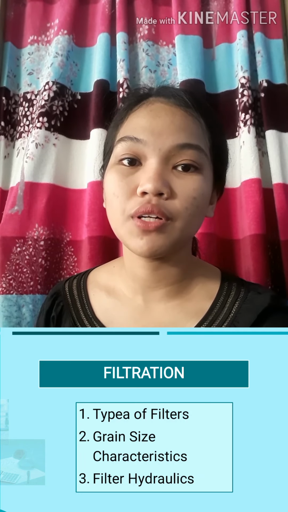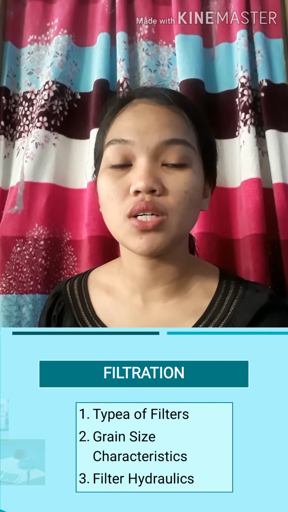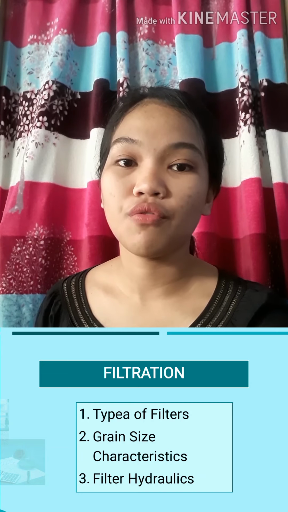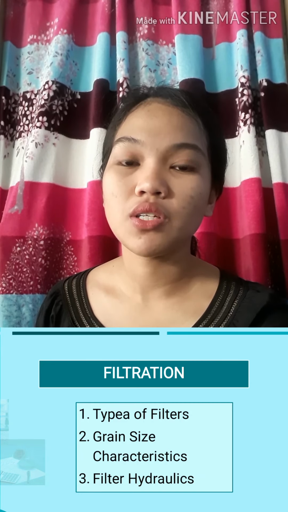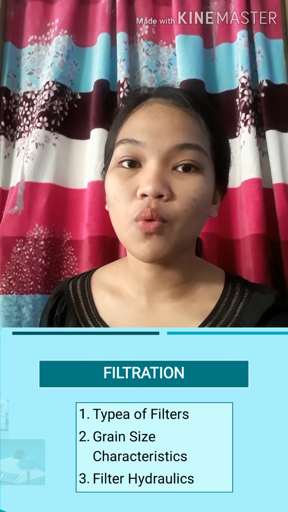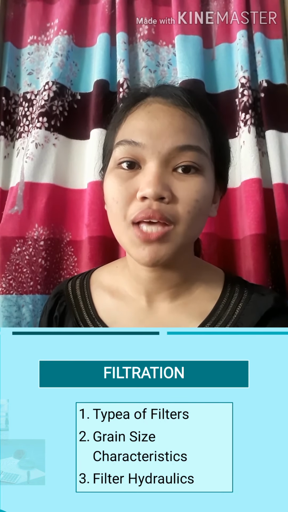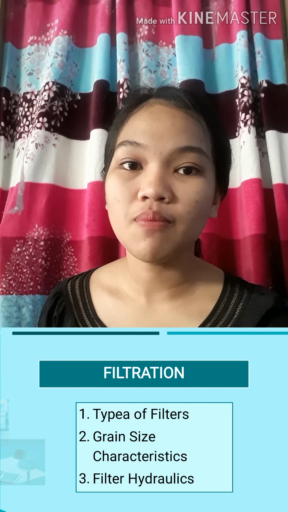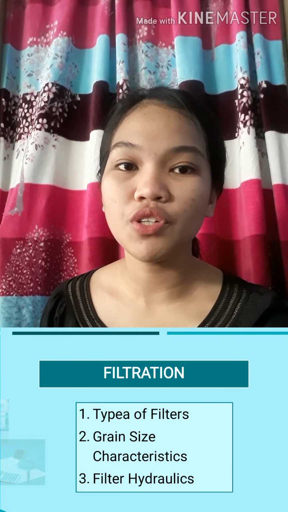There are two types of filter that are used. The first one is the gravity filters. The second one is the pressure filters. So let's start with the gravity filters. These are types of filters in which head is required by water to pass through the filter medium. This head is provided by the height of water itself over the filter medium.